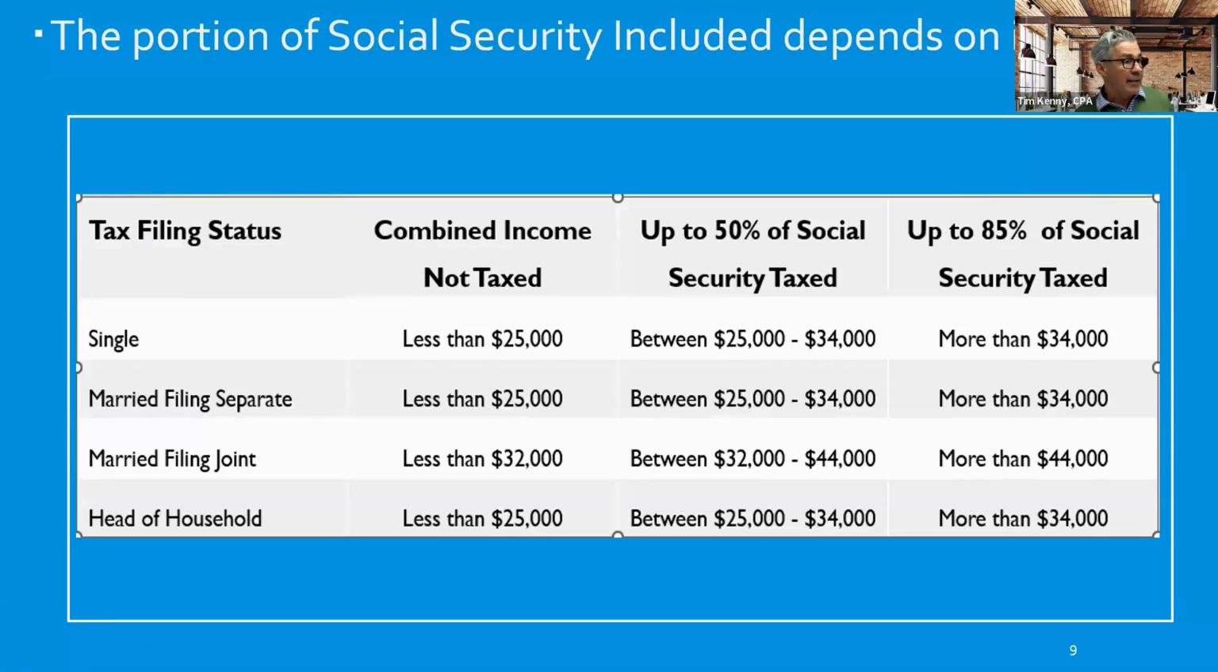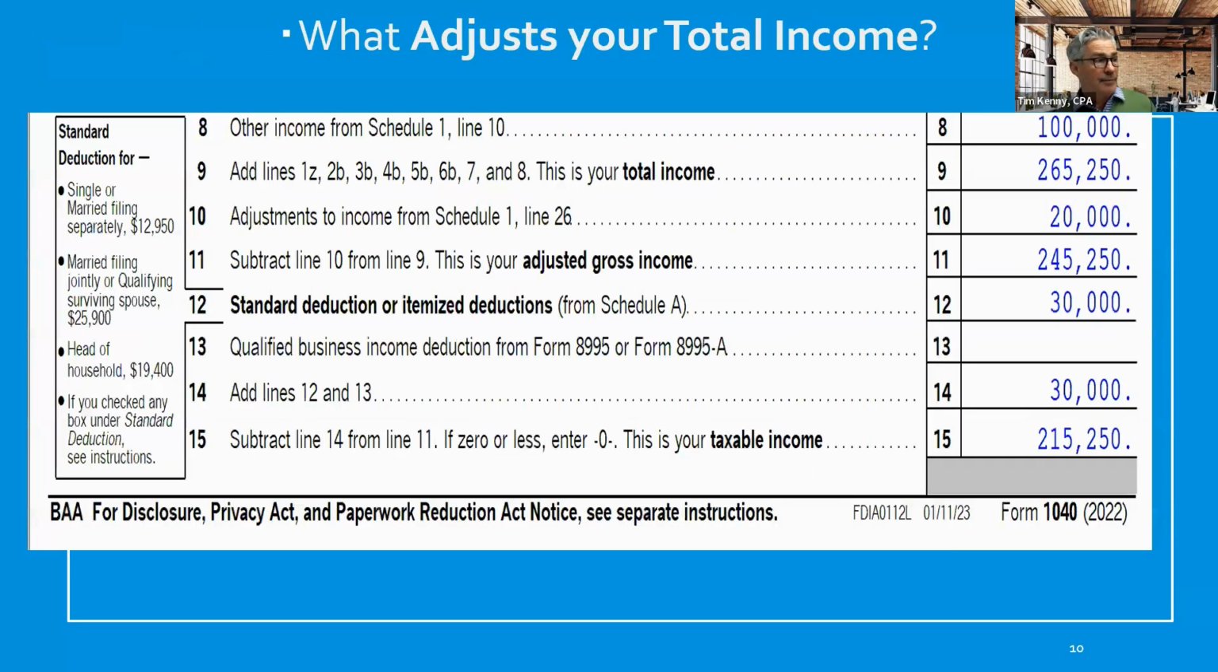So speaking of Social Security, if you're single and your combined income is less than 25,000, Social Security benefits are not taxable. If it's between 25,000 and 34,000, up to 50% is taxed. And then over 34,000, up to 85% of Social Security is taxed. And you can see for the different statuses what those differences are.